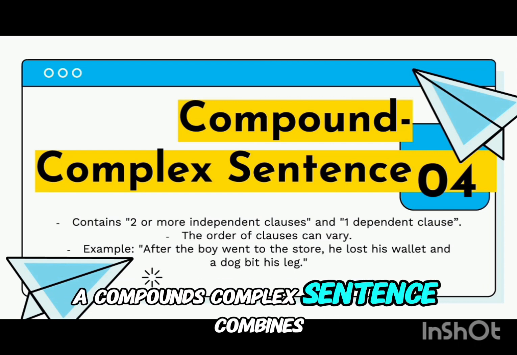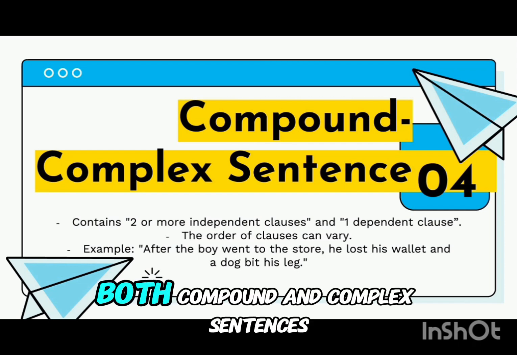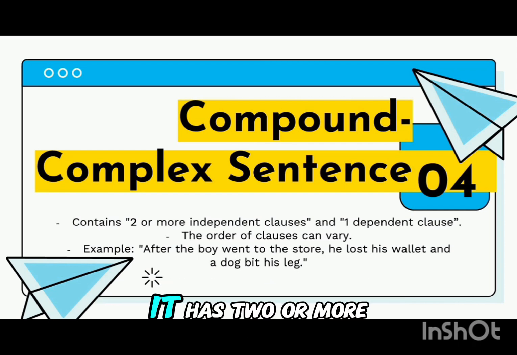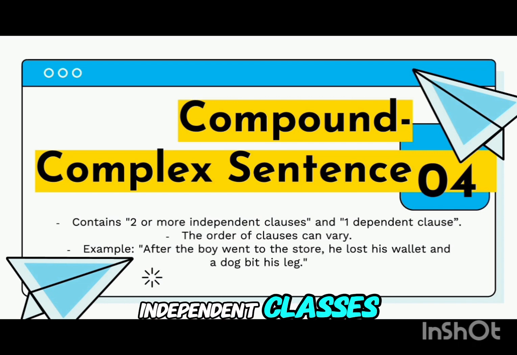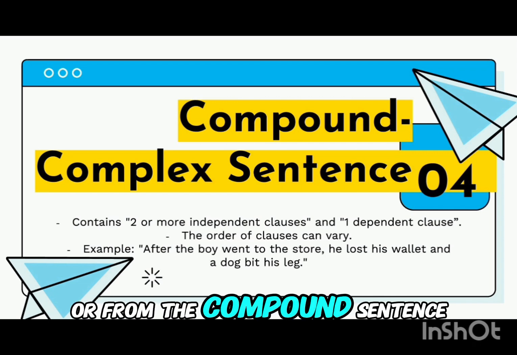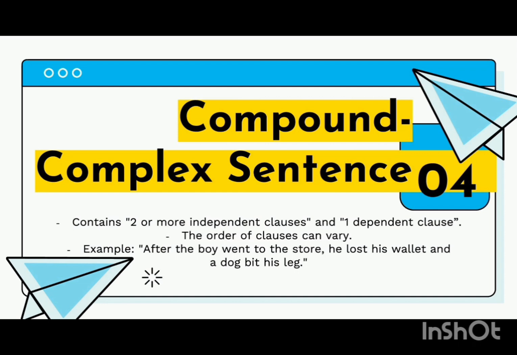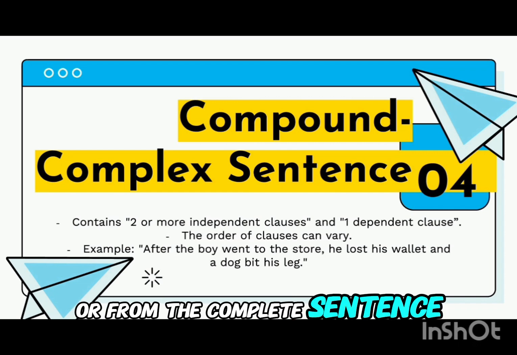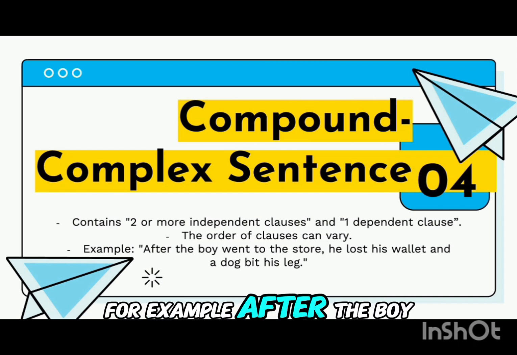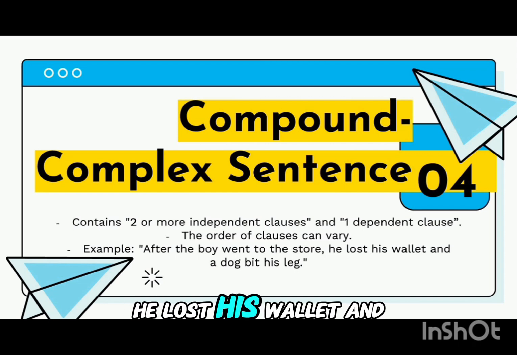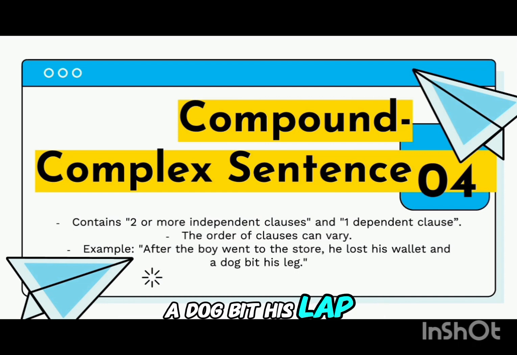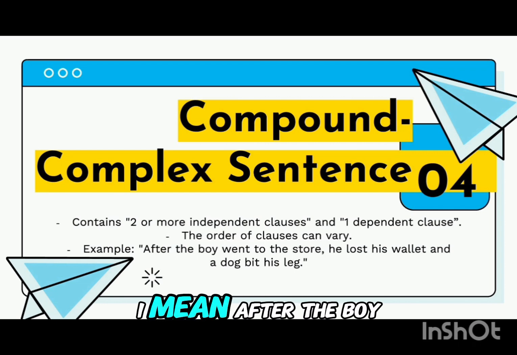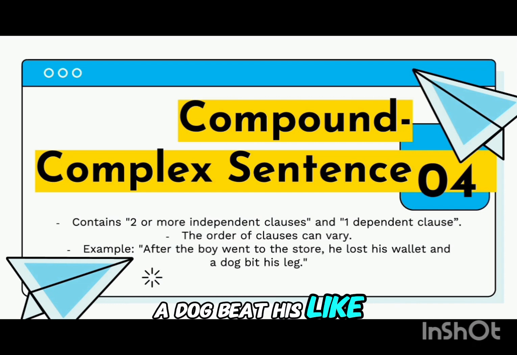A compound complex sentence combines elements of both compound and complex sentences. First, it has two or more independent clauses, from the compound sentence structure. And second, at least one dependent clause, from the complex sentence structure. For example, after the boy went to the store, he lost his wallet and a dog bit his leg.